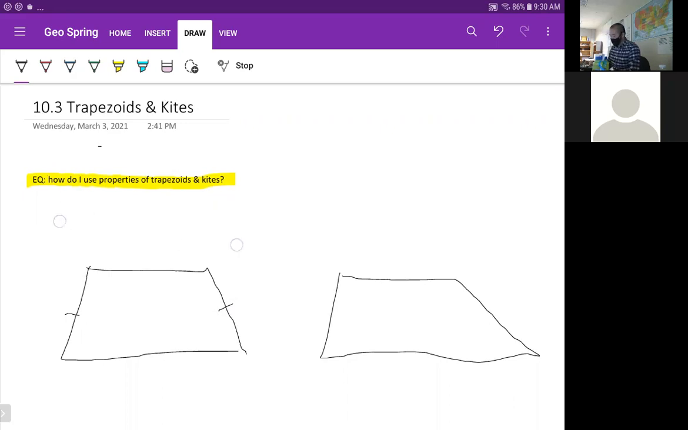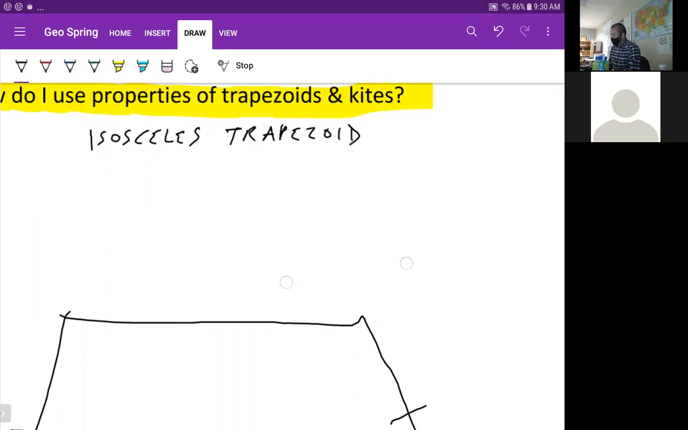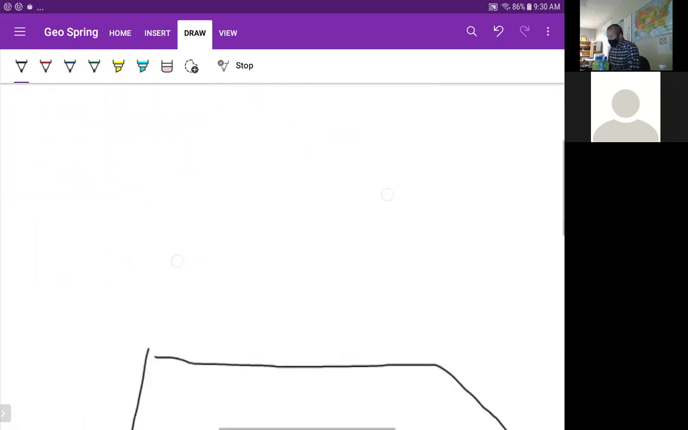Let me write that down. Isosceles trapezoid. And then this one is your run-of-the-mill regular trapezoid.